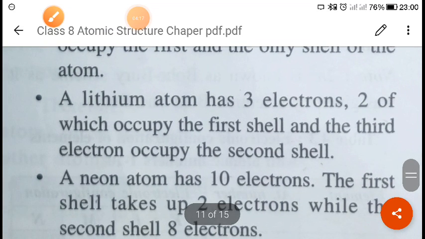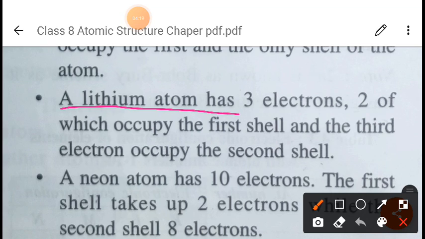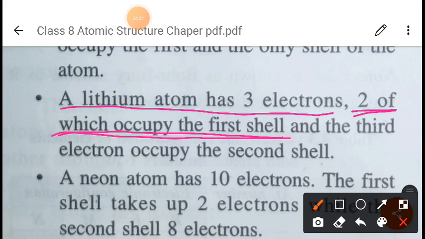Now again, when we talk about lithium, it has 3 electrons. 2 of which will occupy the first shell, because we know that in the first shell only 2 electrons can exist. So 2 of which will occupy the first shell, and the third electron will occupy the second shell.